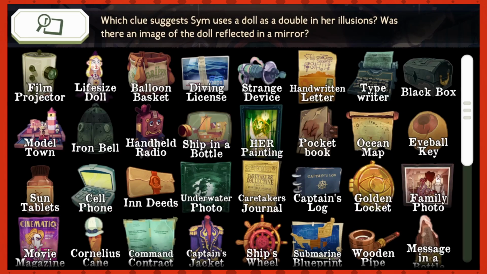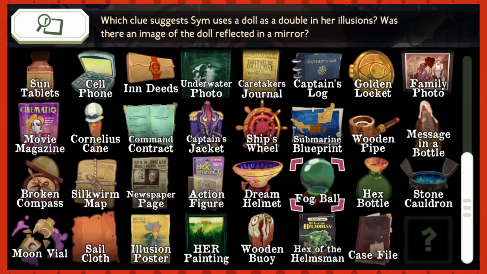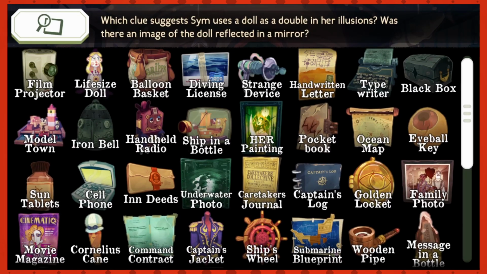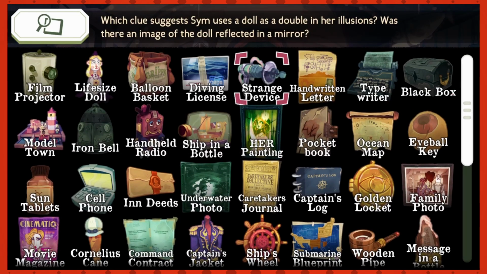So, which clue suggests Sim uses a doll as a double in her illusions? Was there an image of the doll reflected in a mirror? In a mirror? What do you mean in the mirror? Okay, now I'm lost again.